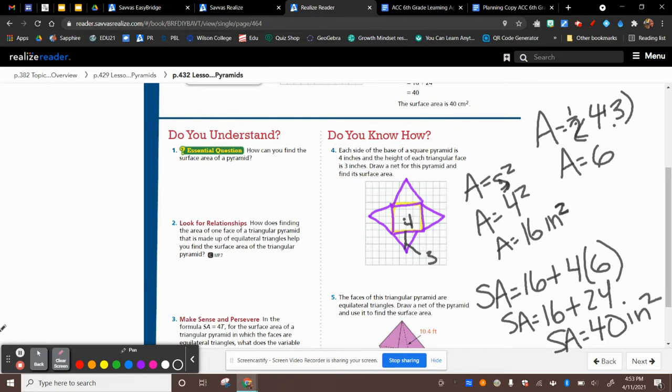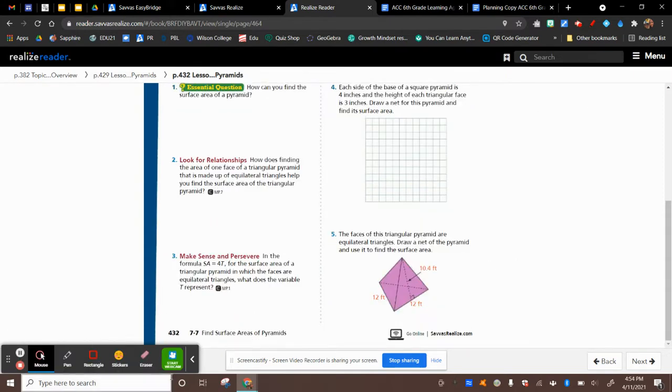All right, we're going to do number 5. So I'm going to clear the screen. All right, find the face. It says the faces of the triangular pyramid are equilateral triangles. Draw a net of the pyramid and use it to find the surface area. You can draw a net. There are 3 faces and 1 base. So I'm just going to use that information to find the surface area. You can pause the video and find it and then come back and see if you're right.